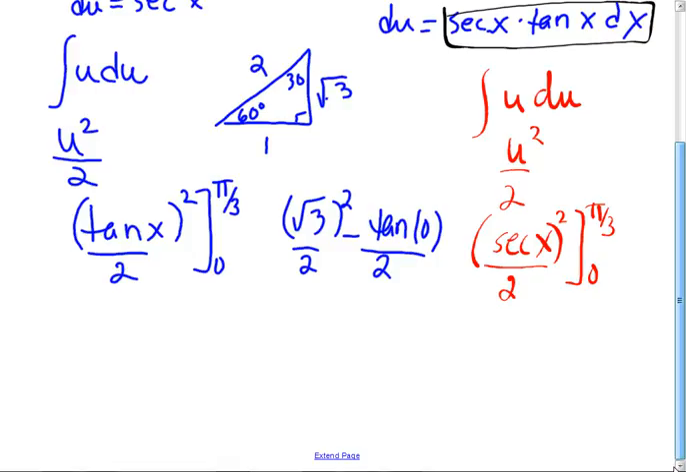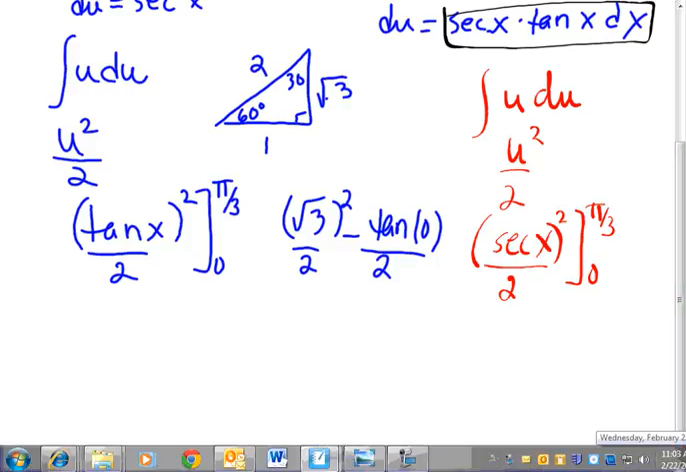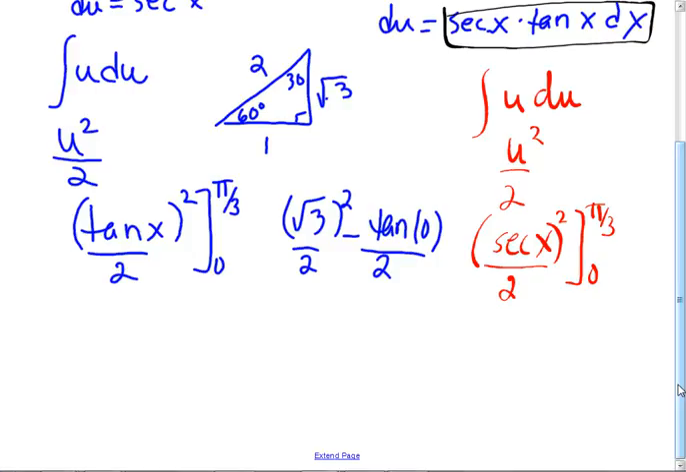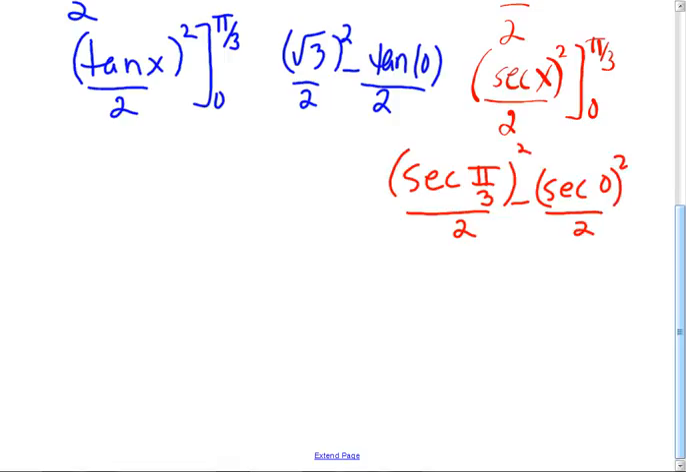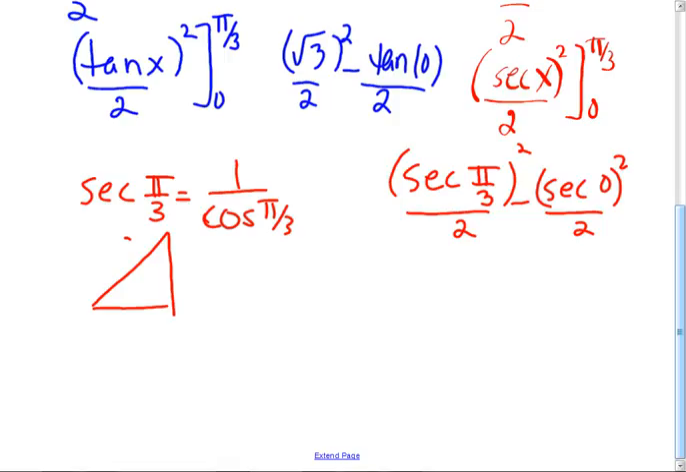Secant of 0 is not 0. Okay, so I'm going to have to figure out what? The secant of pi over 3 minus the secant of 0 over 2. Okay, what's the secant of pi over 3? Secant of pi over 3 is 1 over the cosine of pi over 3. Okay, I'm going to draw my triangle again, because it's just as easy for me to do that. This is 60, this is 30, this is 2, 1, square root of 3.